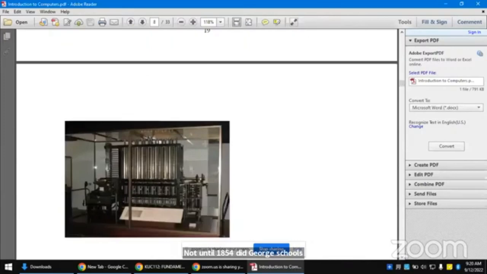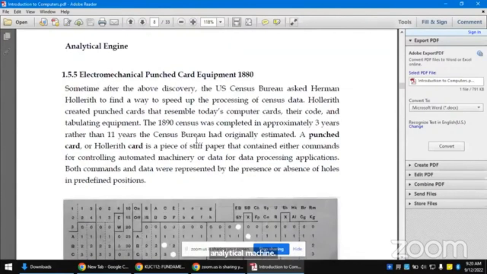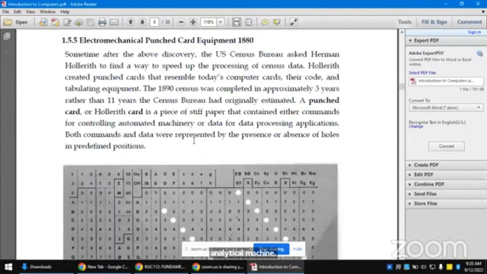Then we look at the electronic punched card equipment of 1880. Sometime after the above discovery, the US Census Bureau asked Herman Hollerith to find a way to speed up the processing of census data. Hollerith created punched cards that resemble today's computer cards, along with coding and tabulating equipment. So the 1890 census was completed in approximately 3 years rather than the 11 years the Census Bureau had originally estimated.